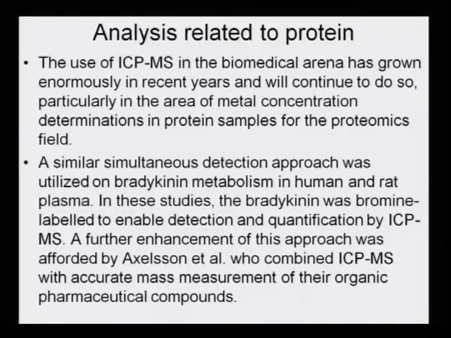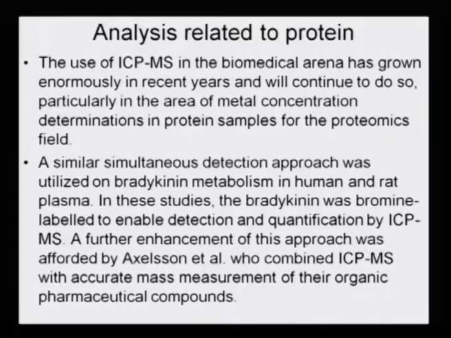Analysis related to protein. The use of ICP-MS in the biomedical arena has grown enormously in recent years and will continue to do so, particularly in the area of metal concentration determination in protein samples for the proteomics field. Now, you see each field requires a specialized analytical method, and this is one of the methods by which protein analysis having metal concentrations can also be determined very efficiently by the use of ICP-MS.